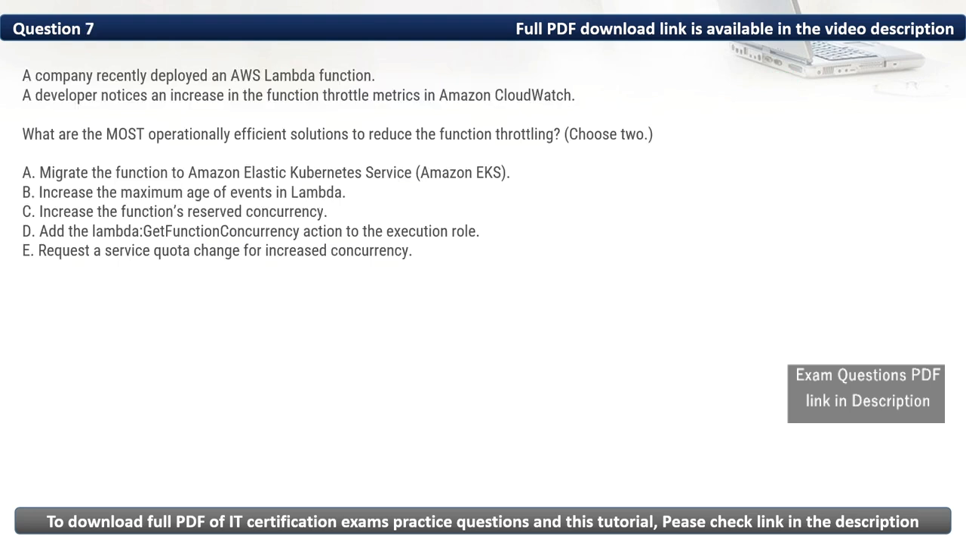Question 7. A company recently deployed an AWS Lambda function. A developer notices an increase in the function throttle metrics in Amazon CloudWatch. What are the most operationally efficient solutions to reduce the function throttling?